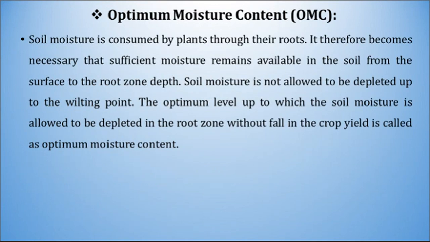Then optimum moisture content. Soil moisture is consumed by plants through their roots. It therefore becomes necessary that sufficient moisture remains available in the soil from the surface to the root zone depth. Soil moisture is not allowed to be depleted up to the wilting point. Otherwise, what will happen? The plants will wilt. The optimum level up to which the soil moisture is allowed to be depleted in the root zone without a fall in the crop yield is called the optimum moisture content.